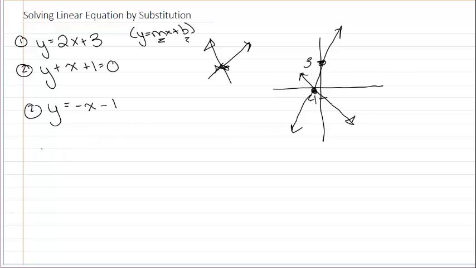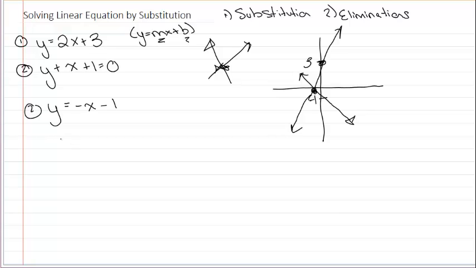Okay, so for solving this, I'm going to use substitution. However, you could also use elimination. Either will work in any system of equations. Normally, if two lines are given in standard form, you're going to use elimination. I prefer using substitution in general, though.